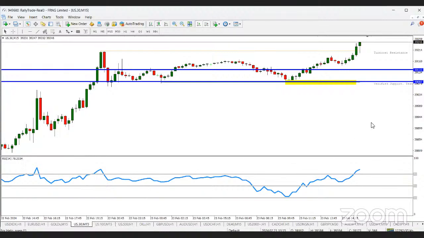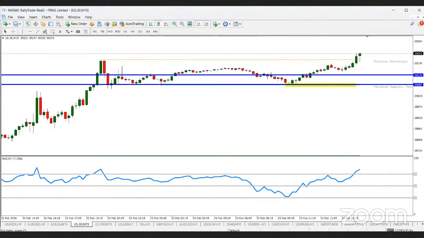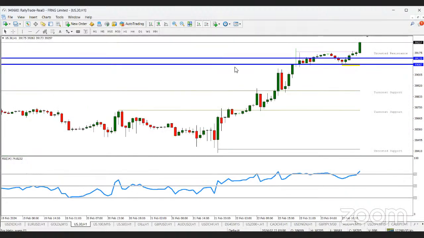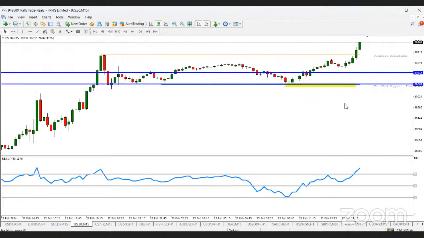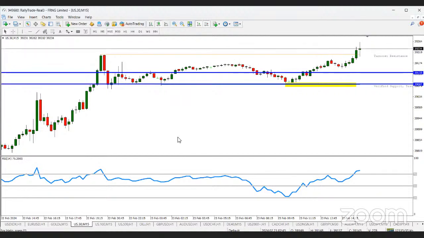The US 30 is still bullish, it's at a new high. Like I said, at this point it could still gather momentum to push to the upside. But if you are buying US 30 here, the best you should be doing is scalping. I will not advise buying it from here because it's a new high. It's hard to state where you are buying to. And that's why we said the best thing is to buy these indices from support. Buy from support.